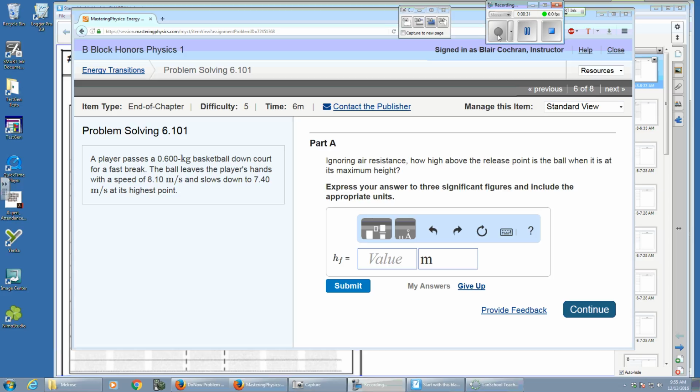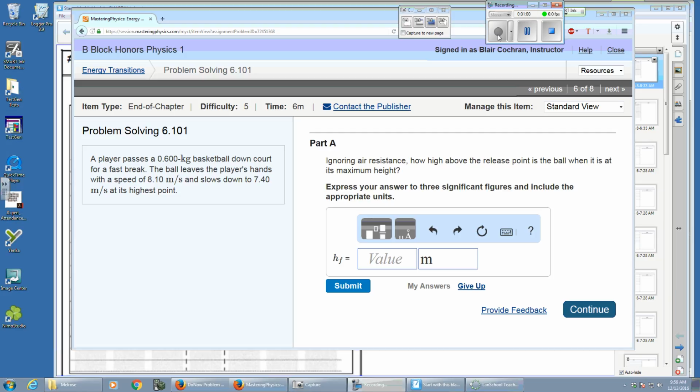What type of energy? Kinetic energy. And then they give us another speed, and they tell us that's at its highest point. When we hear height, we should think about potential energy, gravity. Excellent. All right. And then they tell us ignoring air resistance. So to me, that triggers, there's no external work on this.